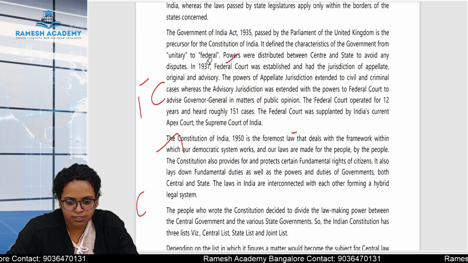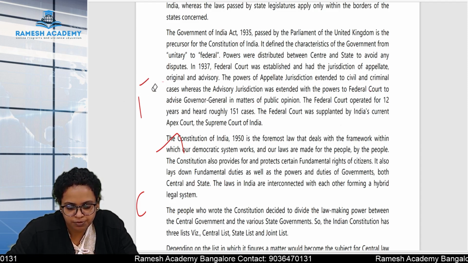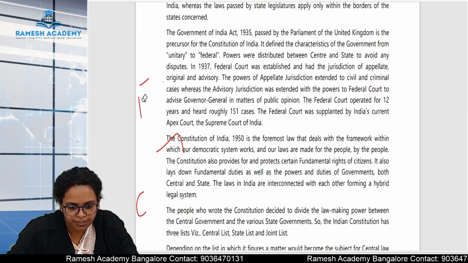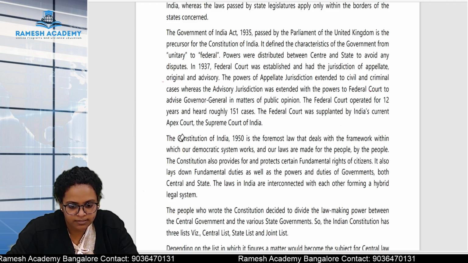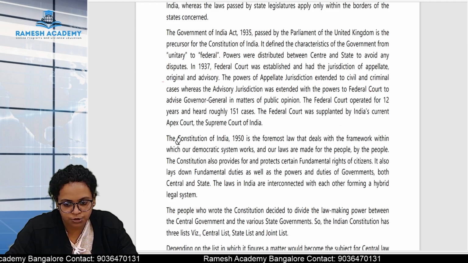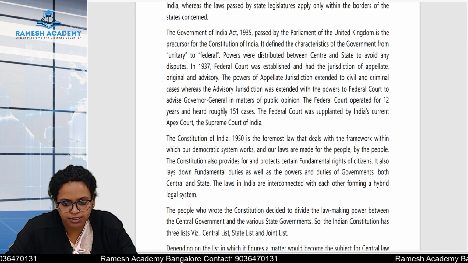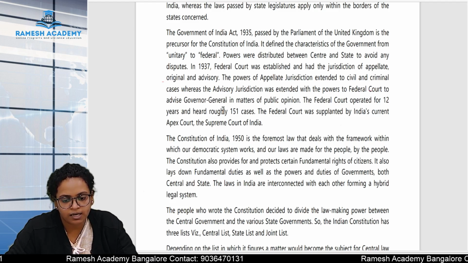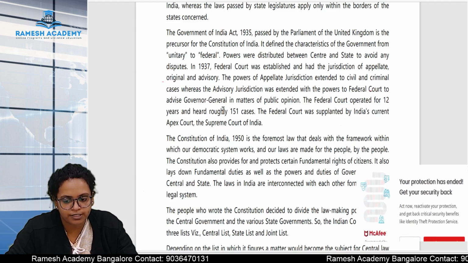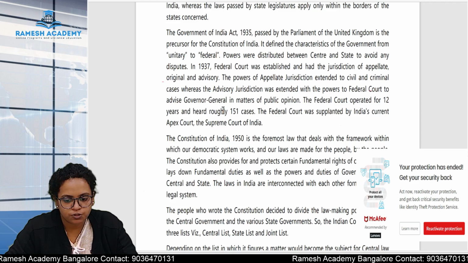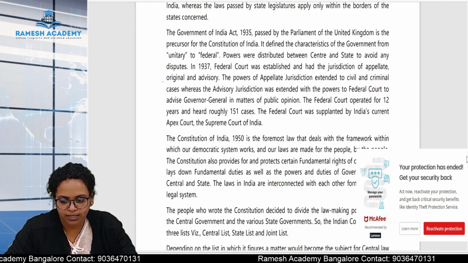So the federal court was established and had a jurisdiction of appellant. Just before that line, mark that line: powers were distributed between the center and the state to avoid any disputes. And then you can also mark: in 1937 the federal court was established and had the jurisdiction of appellant, original and advisory. The powers of the appellant jurisdiction extended to civil and criminal cases, whereas the advisory jurisdiction was extended to the powers to the federal court to advise the Governor General in the matters of public opinion. So you can mark that one as well.